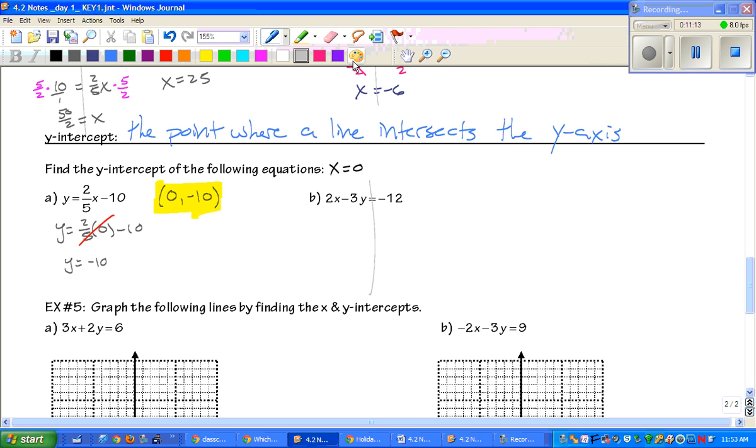All right, and on the next one, we're plugging in 0 for x. Those cancel out. So we're left with negative 3y equals negative 12. Divide both sides by negative 3. And we get y equals 4. And so that point is 0, comma 4. Okay.